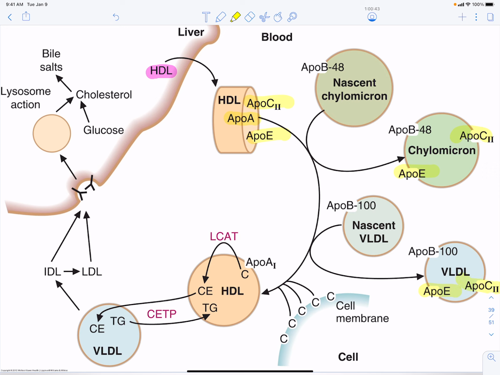Your high-density lipoprotein particles can pick up cholesterol from cell membranes, and then those cholesterols can become esterified through your transferase, and then they make cholesterol esters. Your cholesterol esters can be transferred to very low-density lipoproteins in exchange for TAGs, and then your very low-density lipoproteins can eventually get the cholesterol back to the liver, and the cholesterol in the liver will be made into bile salts, etc.